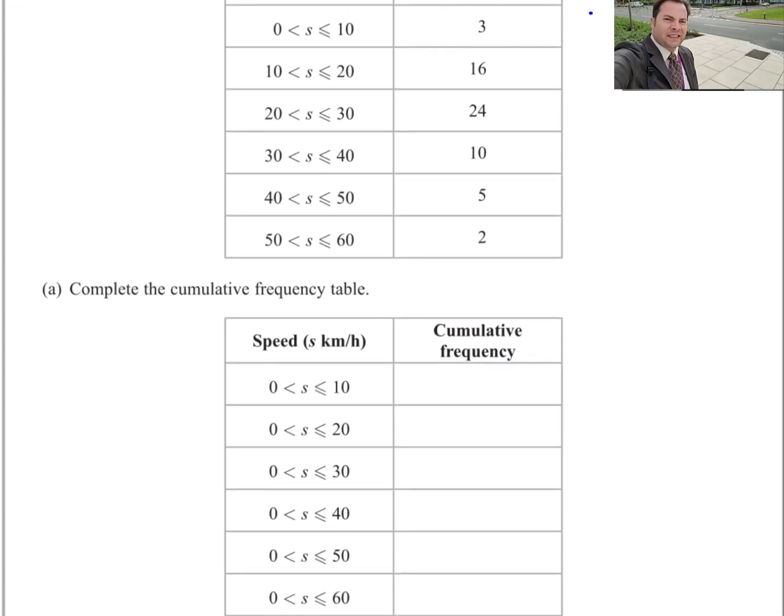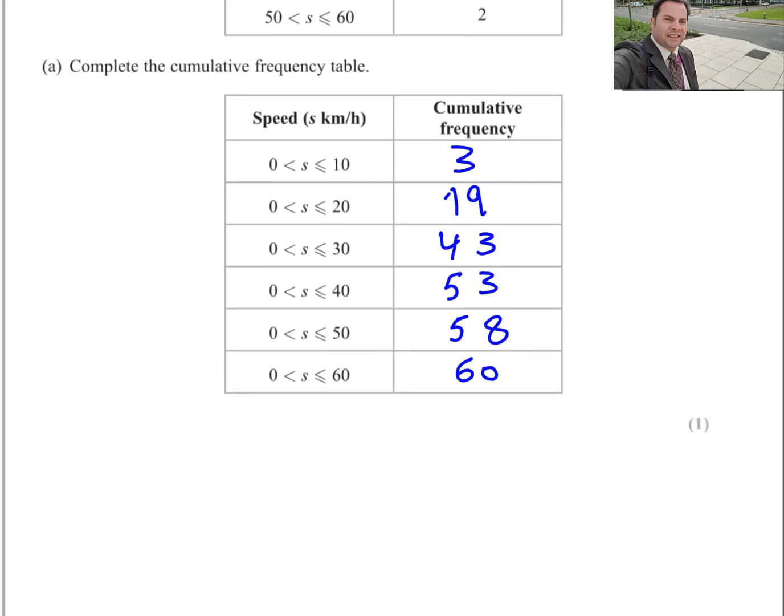To write the cumulative frequency, start with the first frequency, which is 3. Then add 16 to be 19. Then 19 plus 24 is 43. 43 plus 10 is 53. 53 plus 5 is 58. 58 plus 2 is 60, which represents the total. This is the cumulative frequency.